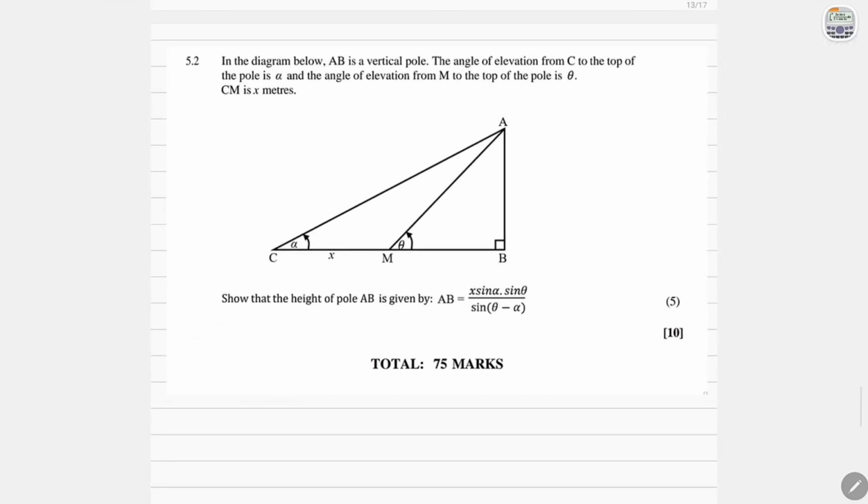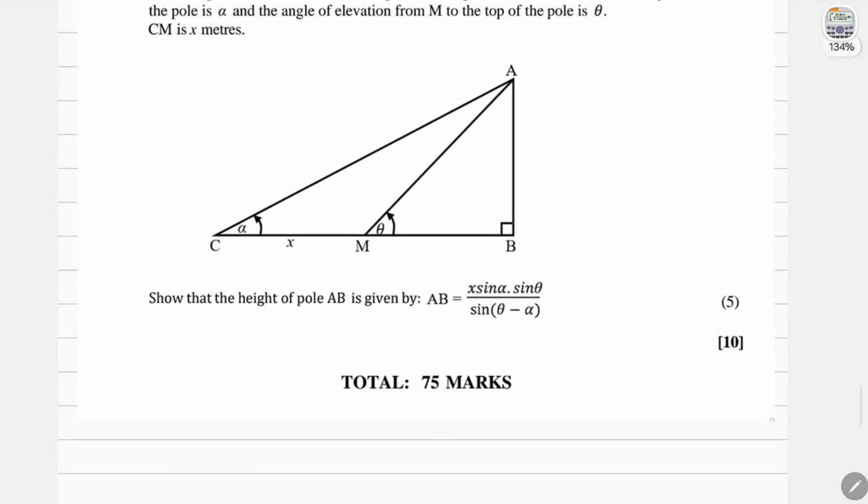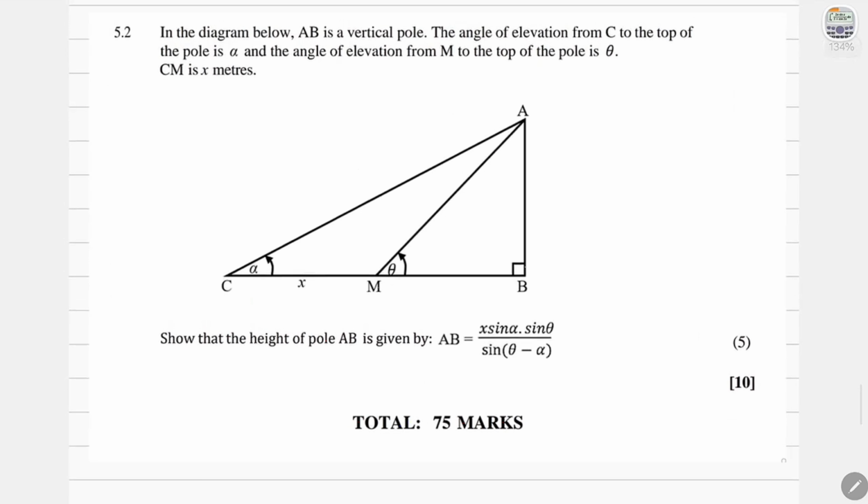Okay, so looking at this question, they want us to show that the height of the pole AB, they also asked for the height of the pole, is given by this equation. Now just use this as a guide. Don't overthink this part and try to force it to be this. Your mindset should still be, they asked for AB, so I'm going to construct a way to find AB. I'm just going to keep looking at this to make sure that I am on the right path to find AB. Okay, so let's focus on AB.